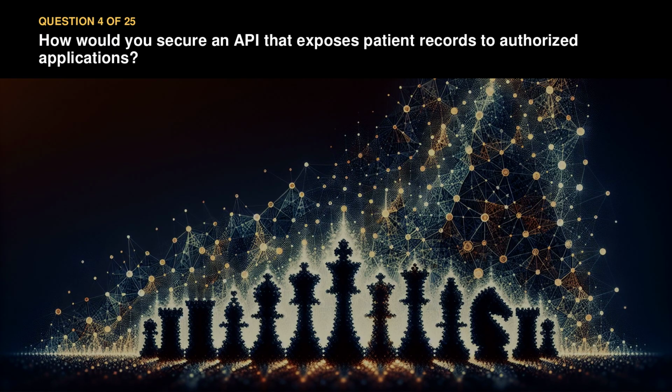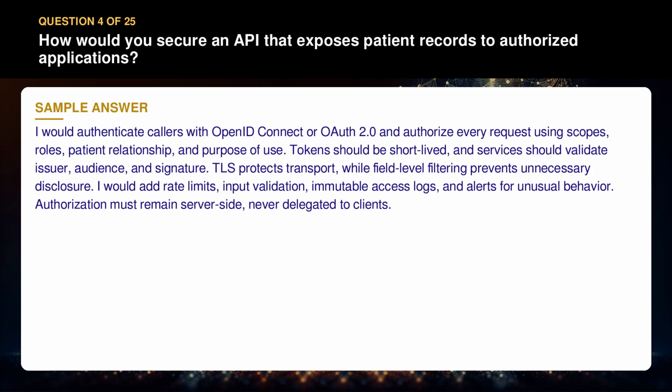Question 4. How would you secure an API that exposes patient records to authorized applications? I would authenticate callers with OpenID Connect or OAuth 2.0 and authorize every request using scopes, roles, patient relationship, and purpose of use. Tokens should be short-lived, and services should validate issuer, audience, and signature. TLS protects transport, while field-level filtering prevents unnecessary disclosure.